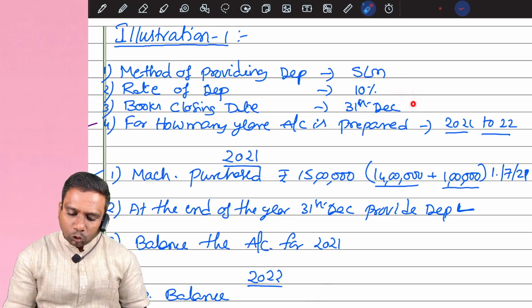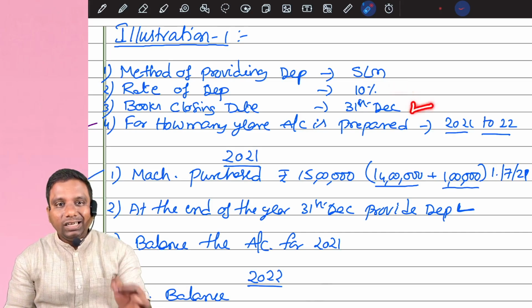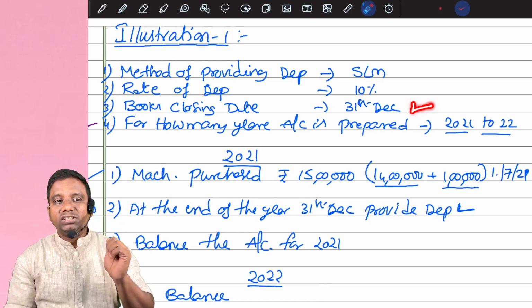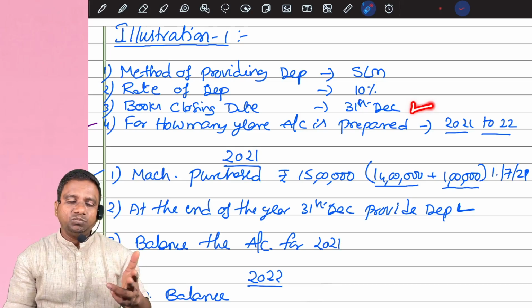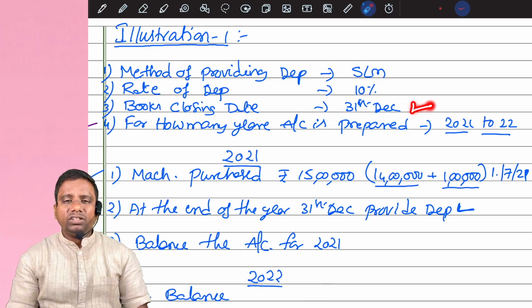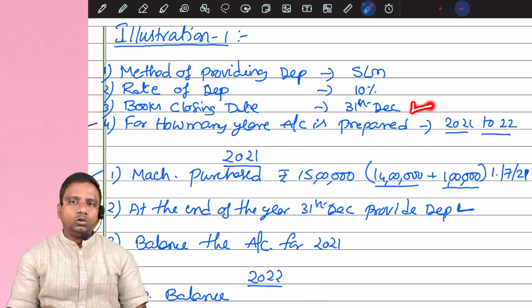Next, the books closing date. On which date are we going to close the books of accounts? Why? Because generally they will ask for the machinery account for at least 2 years or 3 years. In some problems they may ask for 1 year. At least you should know on which date we are closing the books of accounts. So the books closing date is also very important.